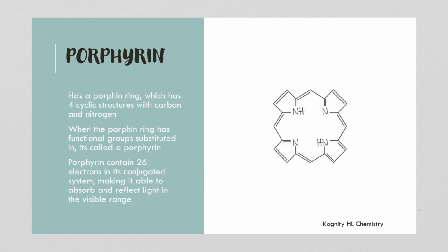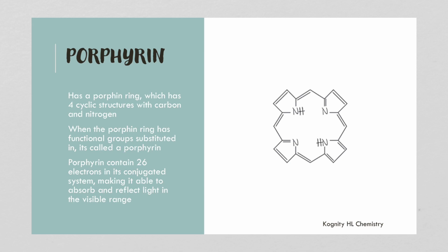The first type of molecule we're going to look at is porphyrin. It has a porphyrin ring, which has 4 cyclic structures, and those structures have nitrogens and carbons within them. You can see here, there's one of the structures, here's another, there's the third, and there's the fourth.